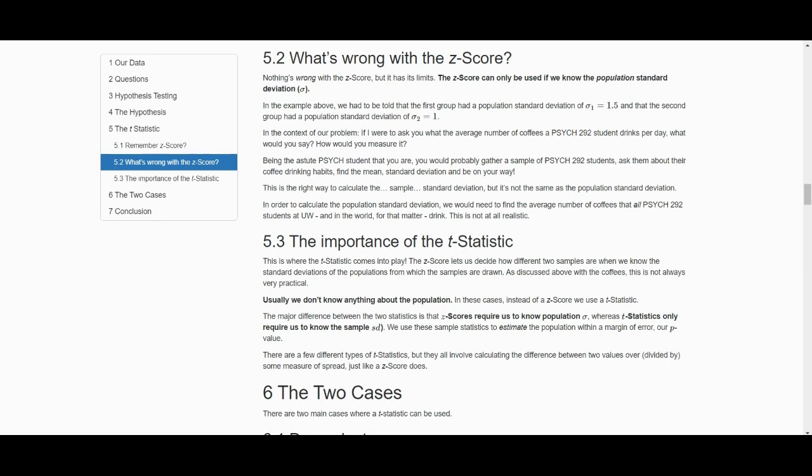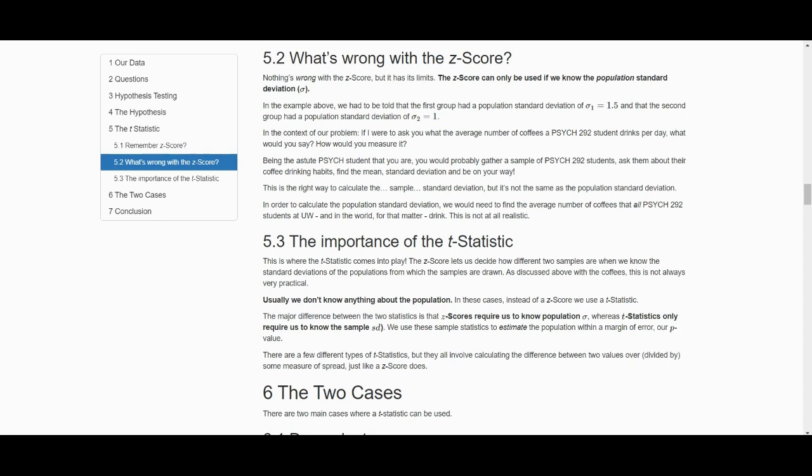In the context of our problem, if I were to ask you what the average number of coffees a Psych 292 student drinks per day, what would you say? How would you measure it? Well, being the astute Psych student that you are, you would probably gather a sample of Psych 292 students, ask them about their coffee drinking habits, find the mean, standard deviation, and be on your way. Well, that's the right way to calculate the sample statistics.